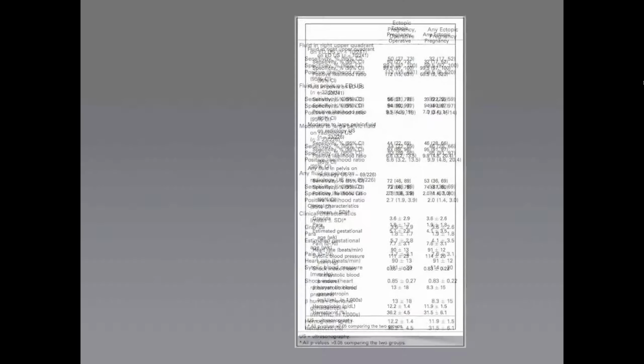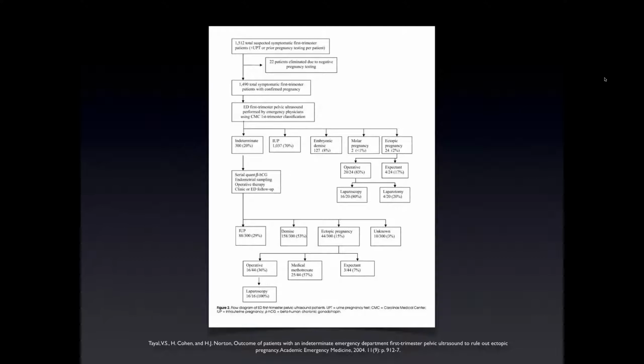This study by Tayal shows what typically happens when a diagnostic protocol like ours is utilized. In this study, they enrolled 1,500 patients with suspected ectopic pregnancy and risk stratified by ultrasound. Like we've already talked about, 70% of these women were diagnosed with intrauterine pregnancy and discharged home safely. The remaining 30% will result mostly in OB consult for things such as embryonic demise, molar pregnancy, and ectopic pregnancy. About 20% of patients in this study were diagnosed with no definitive intrauterine pregnancy.